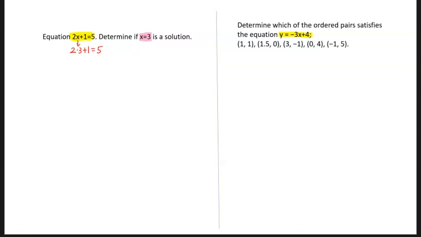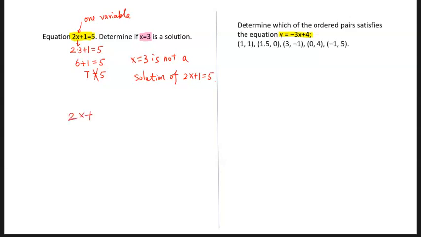As you can see, 2 times 3 gives us 6, and 6 plus 1 gives us 7. And apparently 7 is not equal to 5, which tells us x equals 3 is not a solution of this given equation, 2x plus 1 equals 5. As you can see, in this equation, we only have one variable, x, one unknown. So we could subtract 1 and divide by 2 to get the solution. Actually, it should be x equals 2.